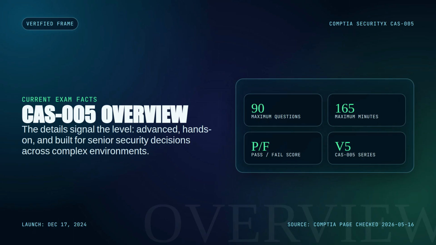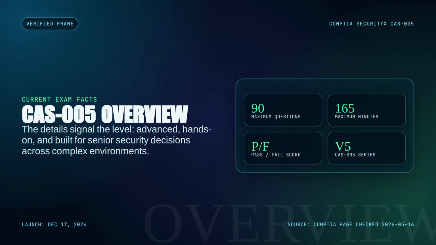Here are the current official exam facts to understand before you study. SecurityX uses exam code CAS-005. It launched on December 17, 2024. The exam can include up to 90 multiple choice and performance-based questions. The time limit is up to 165 minutes. The score is reported as pass or fail, not as a scaled numeric score.